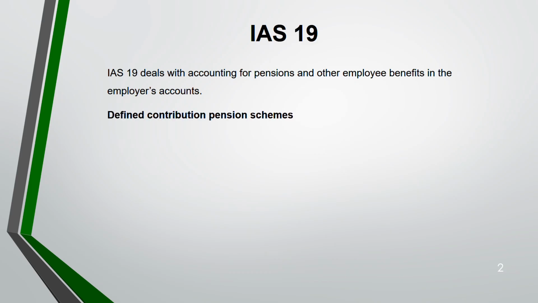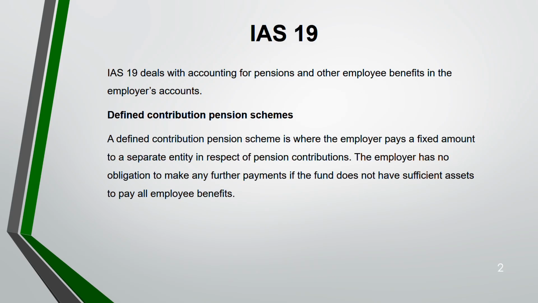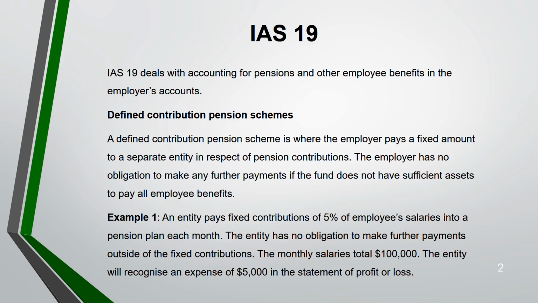There are two types of pension scheme. One is known as the defined contribution pension scheme and the other is the defined benefit pension scheme. First, let us go through the contribution scheme. A defined contribution scheme is where the employer pays a fixed amount to a separate entity regarding pension. The employer has no obligation to make any further payment if the fund does not have sufficient assets to pay all their employee benefits.